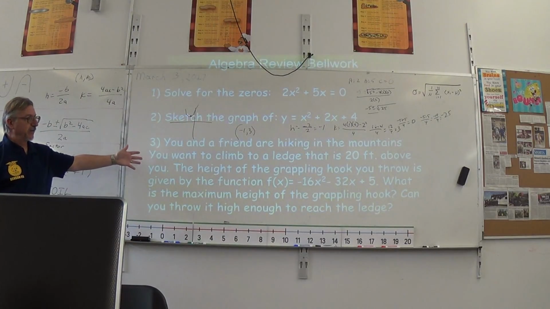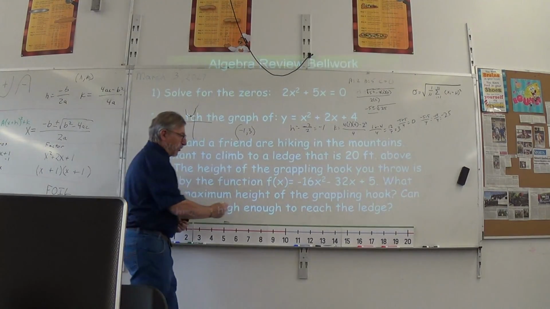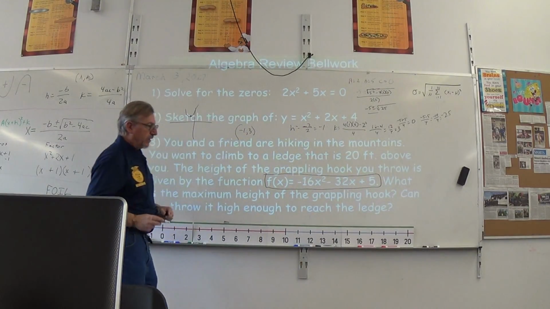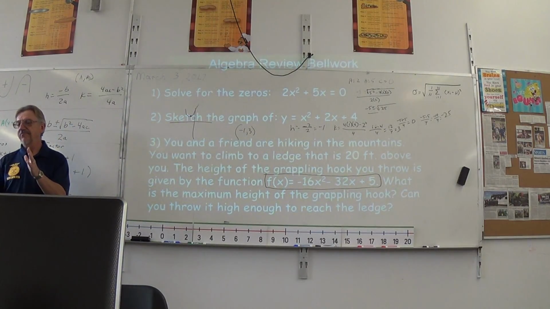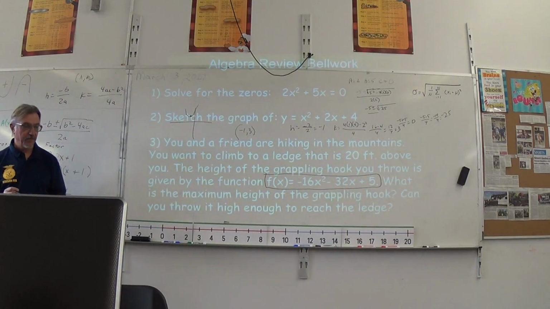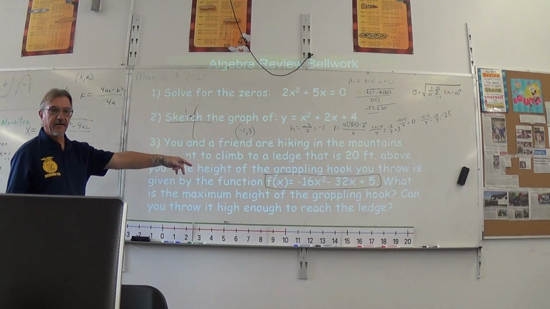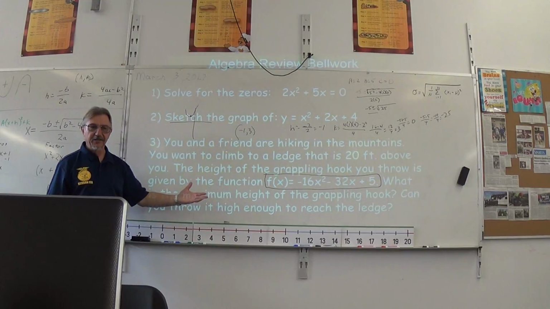Okay, and number 3, you're hiking in the mountains and climb a ledge 20 feet above you. The important part of this whole word problem, and that's the thing about word problems, is find what's important. The rest of it's fluff. Find what's important. It's kind of like piece paragraphs, really, but the math version.